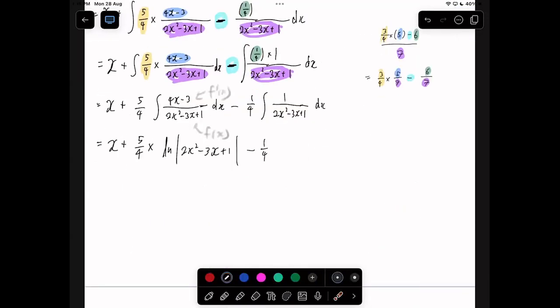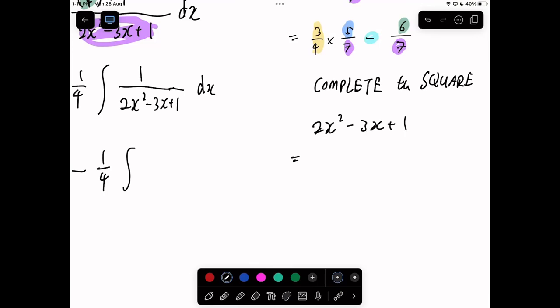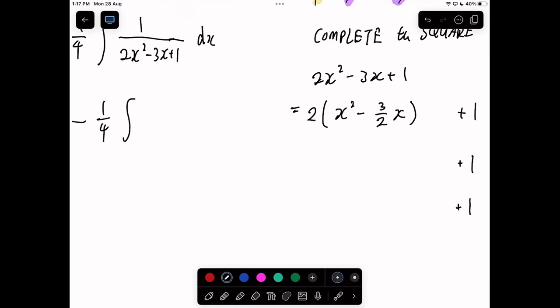How about this part, with a minus 1/4 times the integral of that? Whenever you see a quadratic denominator, what you need to know is you have to complete the square. So here's how you do it. Take a look at 2x squared minus 3x plus 1. It's an expression, not an equation, so you have to add and subtract the square of half the coefficient. But before that, factor out a 2. I like to factor out 2 from only the first two terms, and leave the plus 1 alone at the right side.